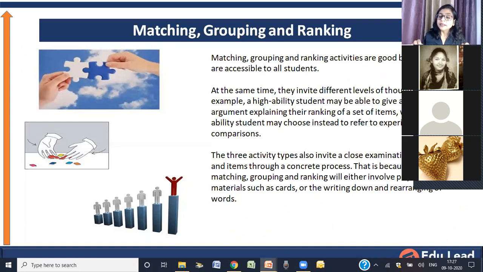Even in sorting, you can do differentiation. For your low ability students, you can provide them with the categories. Categorize it into deciduous, evergreen, and so on, right? And for your high ability students, don't provide them the categories, just provide them the words. Let them create categories on their own, and they can create their own categories. Right?